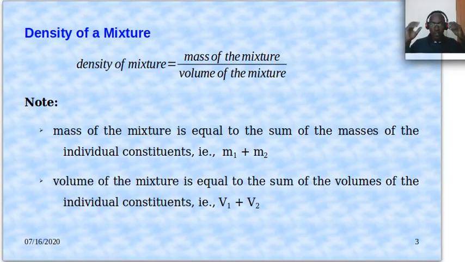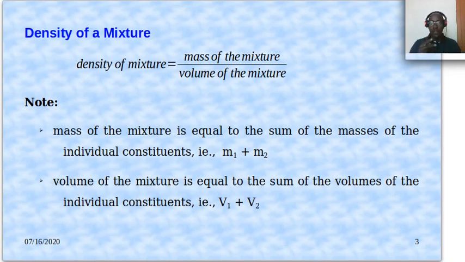We need to know how to determine the density of a mixture. And the formula is simple. From the definition of densities, we know that the density of a substance is given by the mass of the substance divided by its volume. So in this case, where we are talking about a mixture, the density of this mixture is equal to the mass of the mixture divided by the volume of the mixture.